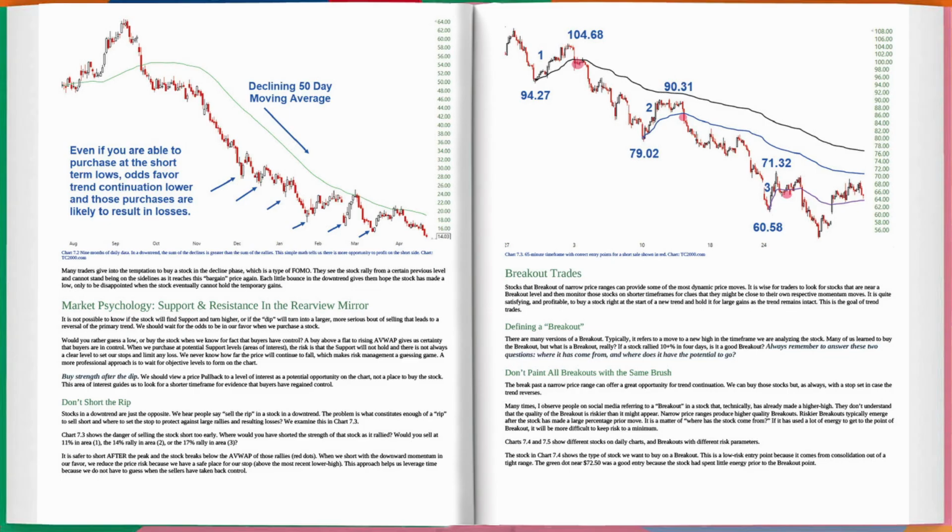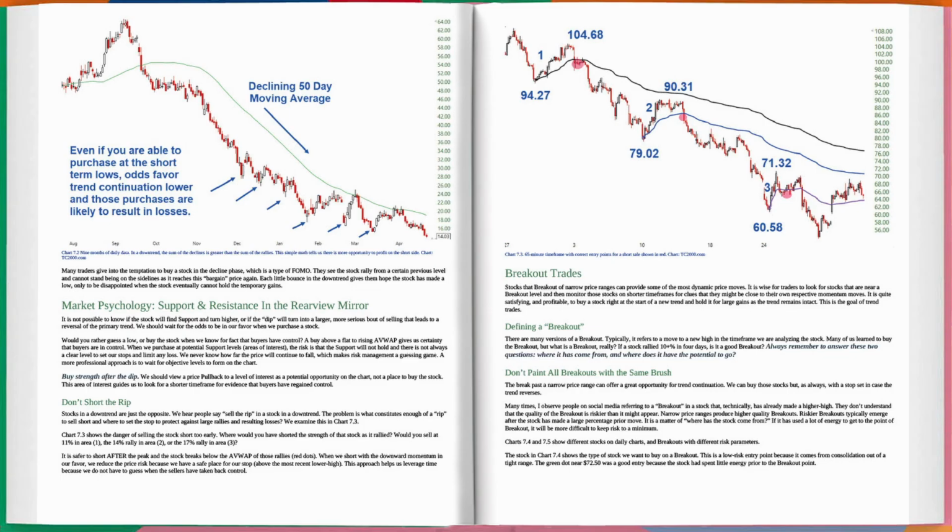They don't understand that the quality of the breakout is riskier than it might appear. Narrow price ranges produce higher quality breakouts. Riskier breakouts typically emerge after the stock has made a large percentage prior move. It is a matter of where the stock has come from. If it has used a lot of energy to get to the point of breakout, it will be more difficult to keep risk to a minimum.